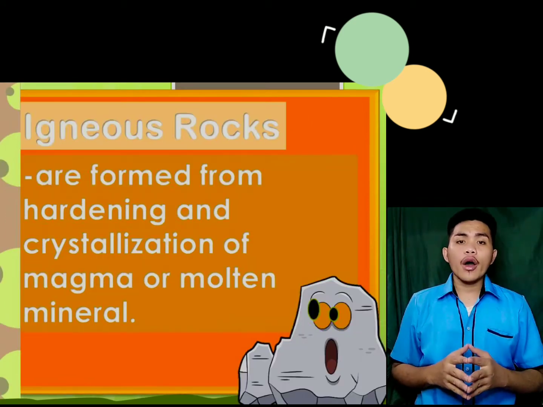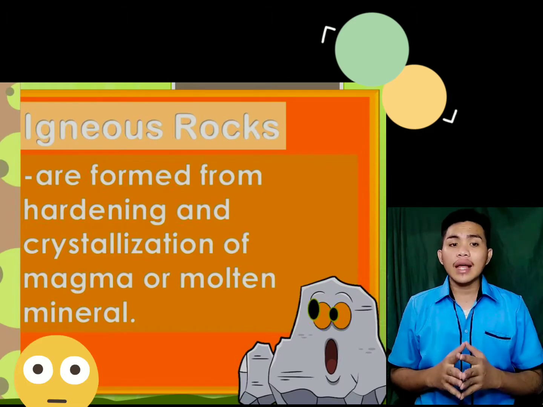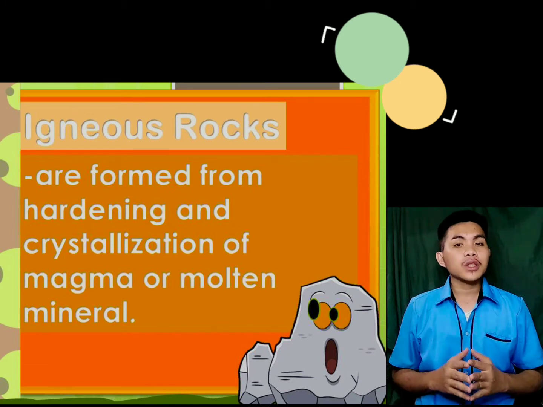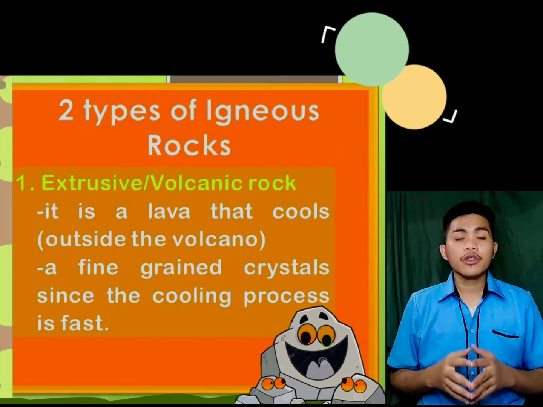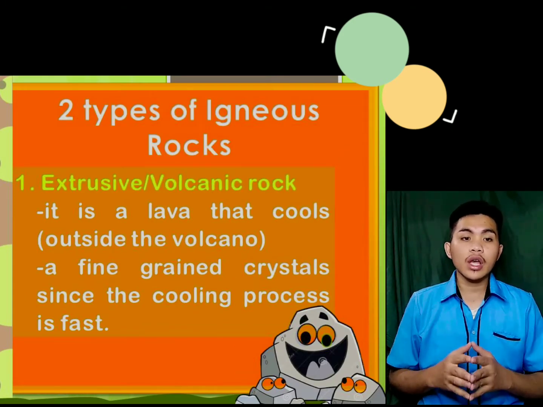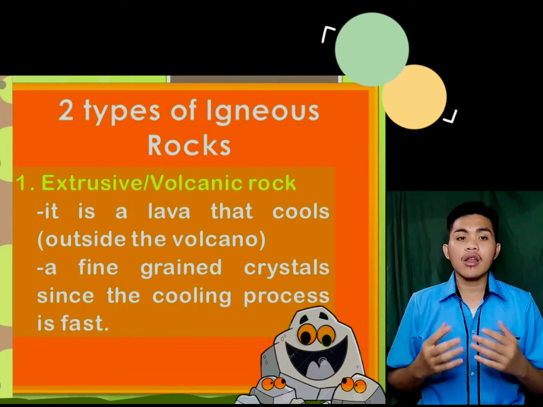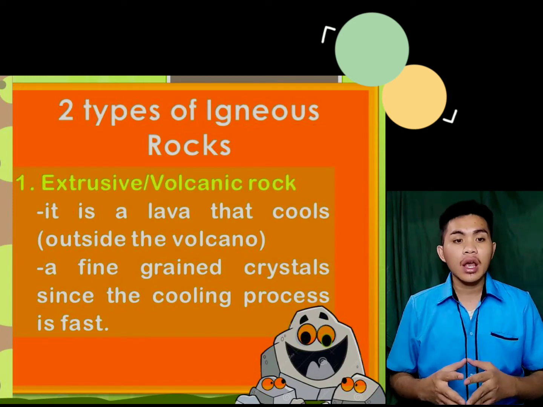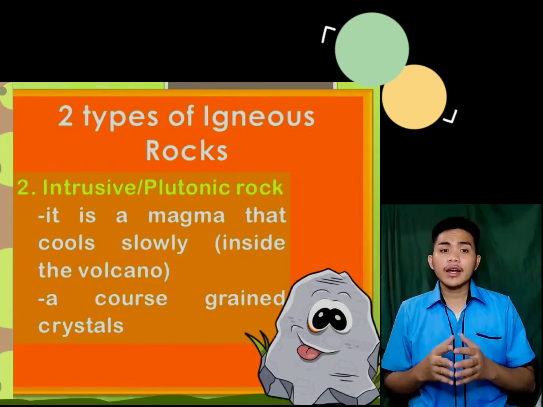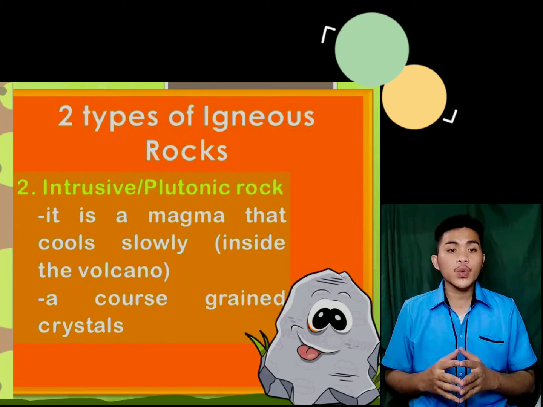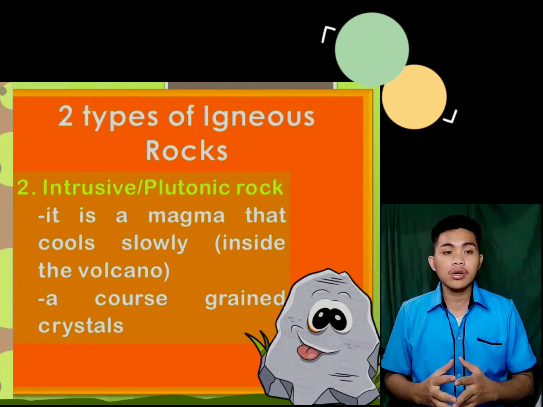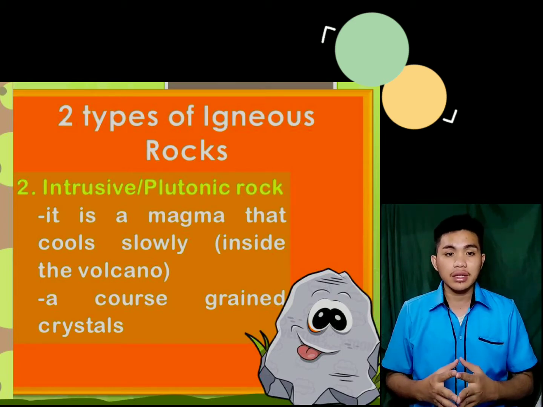Igneous rocks are formed from the hardening and crystallization of magma or molten mineral. There are two types of igneous rocks. The first type is extrusive volcanic rock. It is lava that cools outside the volcano. It has fine-grained crystals since the cooling process is very fast. The second type of igneous rock is intrusive plutonic rock. It is magma that cools slowly inside the volcano. It has coarse-grained crystals.